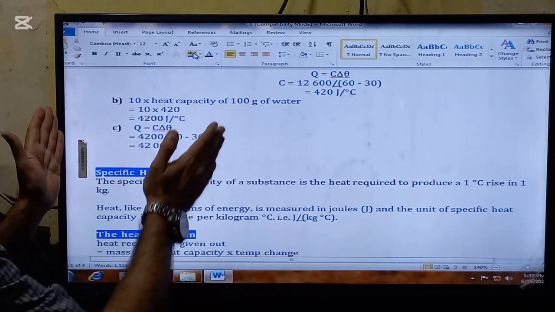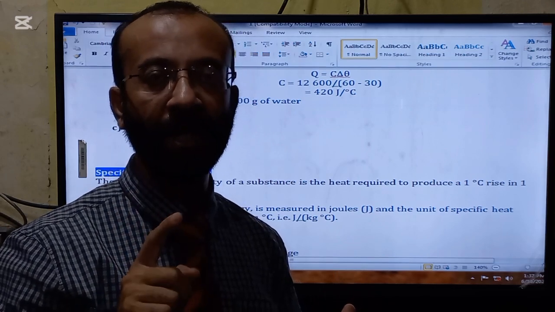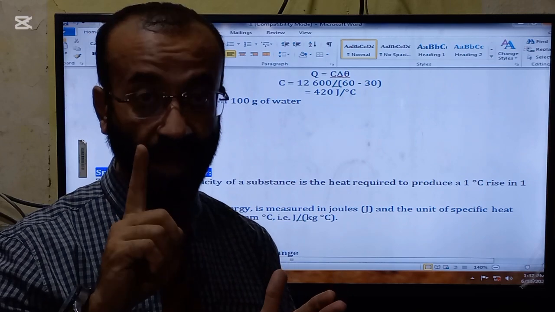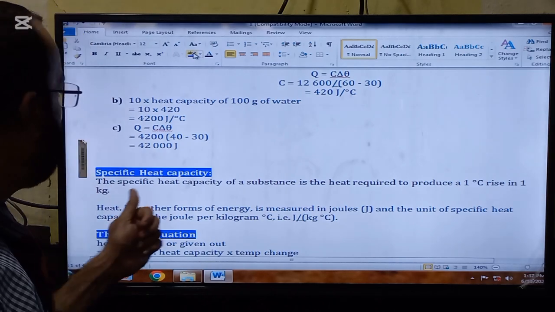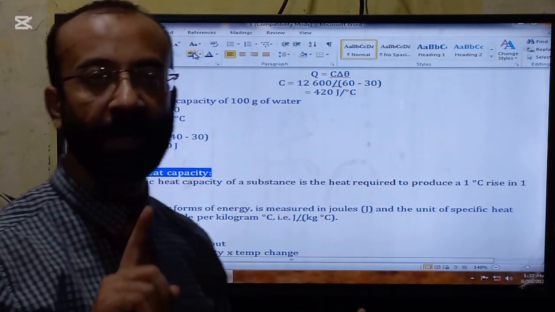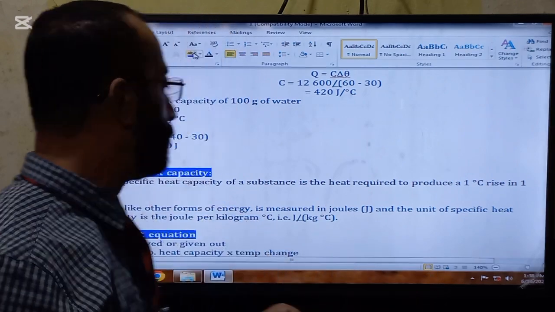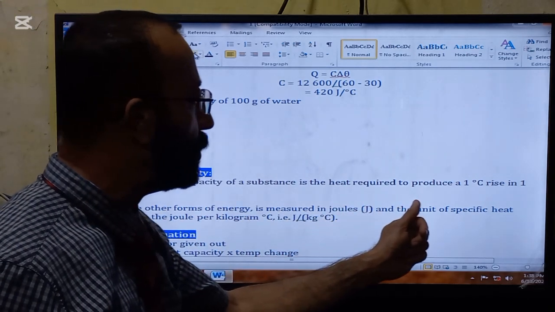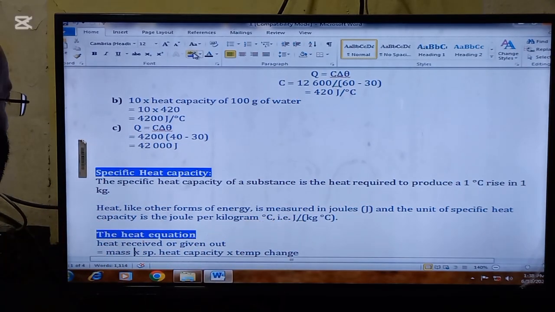In heat capacity, the definition was the energy needed to raise the temperature of any body by 1 degree C or 1 degree K. But in specific heat capacity, this is the change only, that is 1 kg. We will not write any body, we will write 1 kg body. So look now, the specific heat capacity of a substance is the heat required to produce a 1 degree rise in 1 kg. So this is the definition.